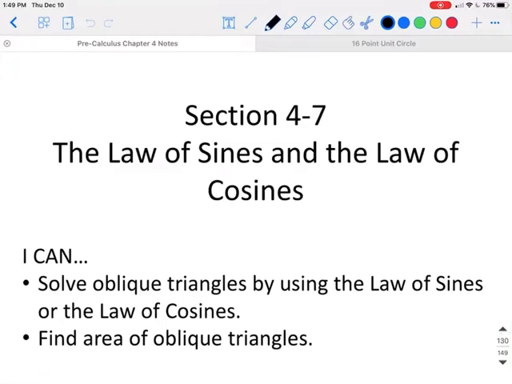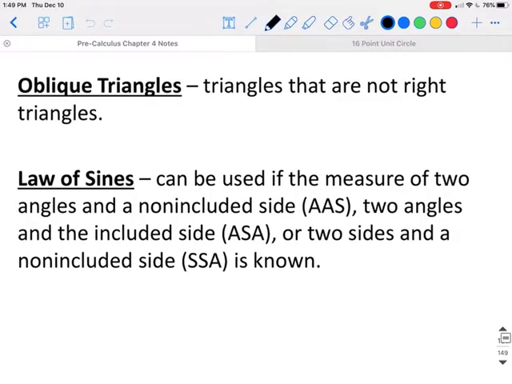This is section 4.7, part A, the law of sines and the law of cosines. A triangle that is not a right triangle is called an oblique triangle. We're using the law of sines to solve these types of triangles.